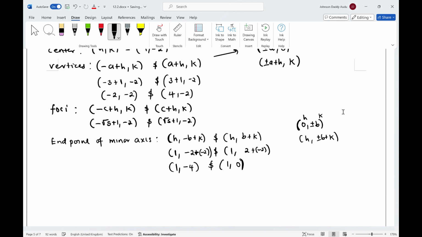And another thing we can find is what we call the equation of the minor axis. Okay. So the equation of the minor axis.